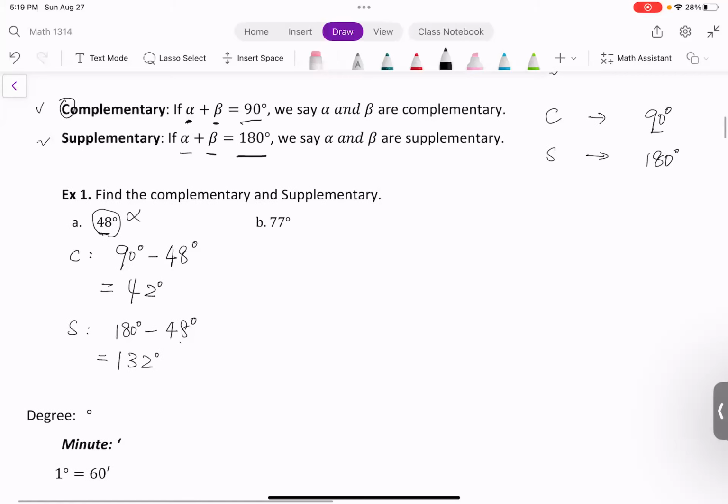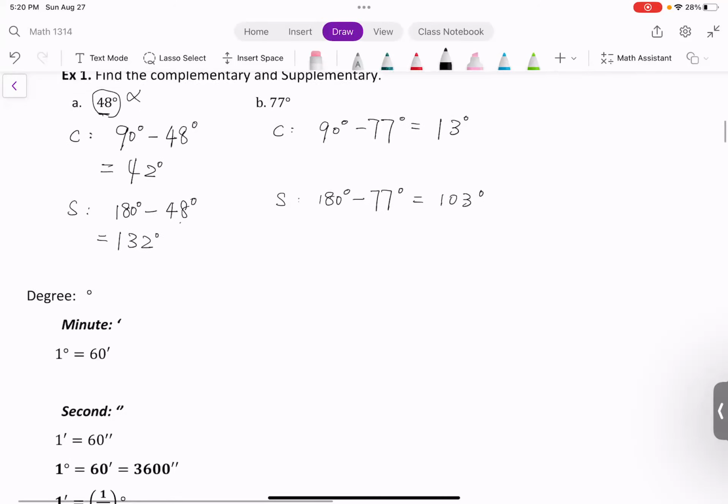All right, you can pause the video and do the number B. What is the complementary of 77 degree? So alpha equals 77. What is the beta? So complementary, the beta equals 90 minus 77. So that is 13. So how about the supplementary? That's 180 degree minus 77. That is 103 degree.